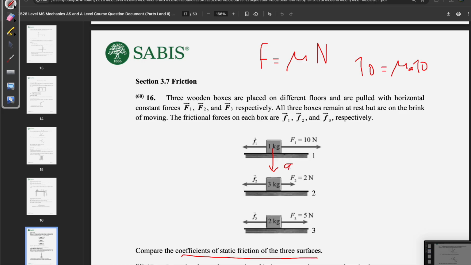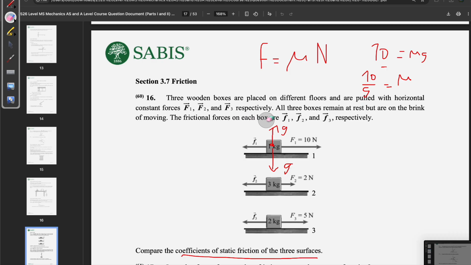Here they want it as G. Don't assume that it's 10 or 9.8. Then here we have normal, that's up, which should also be G because sigma Fy is equal to 0. The weight is equal to the normal. Then again we're going to use sigma Fx is equal to 0. We're going to get 10 is equal to the friction. So 10 is equal to mu G. So 10 over G is mu.